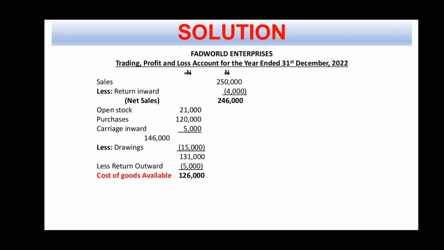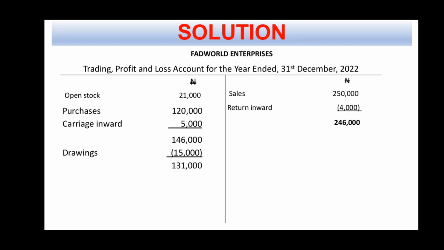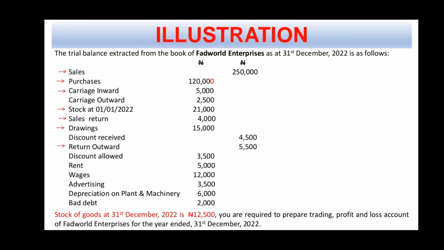So cost of goods available, that is our cost of goods available. So the same thing to our T format, less return outward, which is 5,000 naira. If we subtract 5,000 naira, that is going to give us 126,000 naira, which is our cost of goods available for sales. If you remember, to arrive at our cost of goods, we now subtract closing stock. So let's go and look for the value of the closing stock.